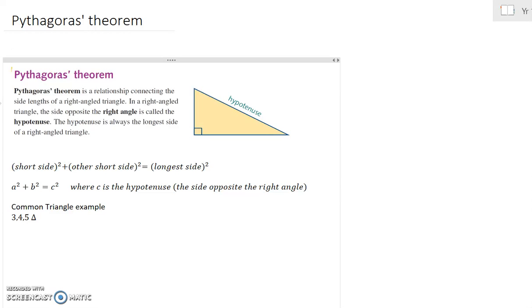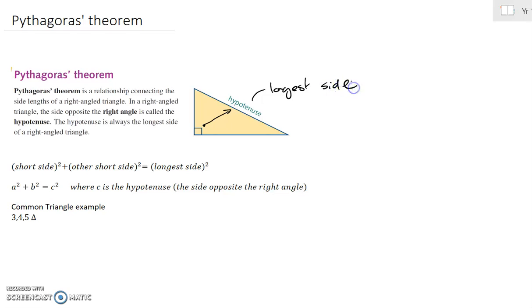Okay, so this video is going to go through Pythagoras' theorem. Pythagoras' theorem is a relationship connecting the side lengths of a right angle triangle. In a right angle triangle, the side opposite the right angle is called the hypotenuse, and that is always going to be the longest side.